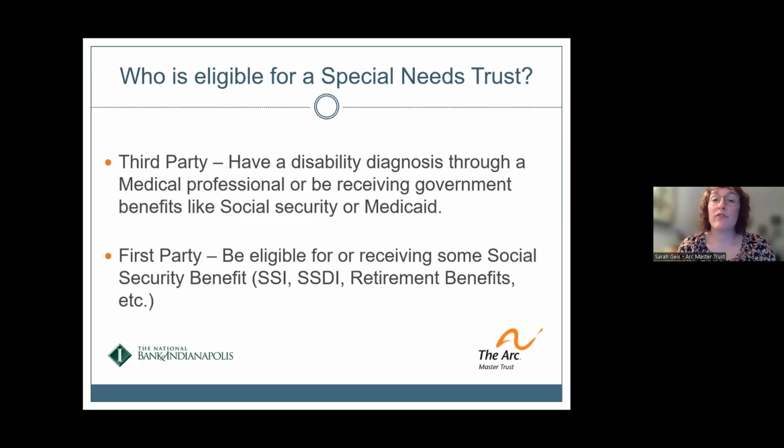To be eligible for a first-party special needs trust, the individual needs to be eligible for or receiving some form of Social Security benefit like SSI, SSDI, or retirement benefits. That is because the laws that govern third and first-party trusts are slightly different. First-party trusts do have the requirement of Social Security disability eligibility before that individual can establish that first-party trust.